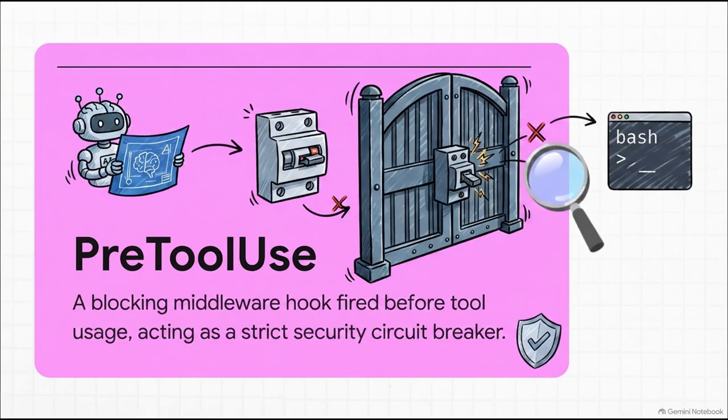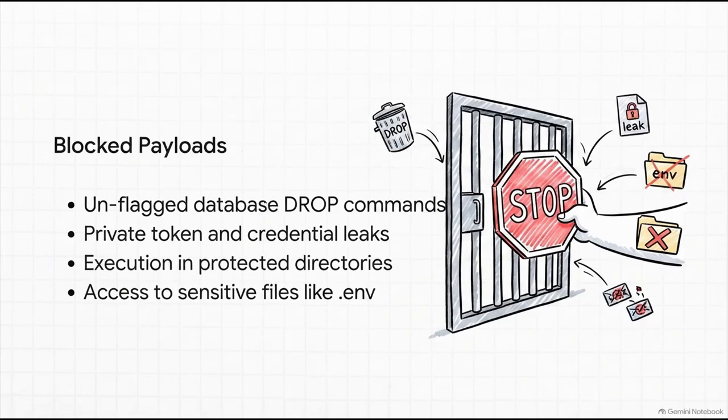Picture this as a massive, heavy, physical steel barrier descending to intercept unsafe commands right before they hit the terminal. It's a blocking middleware hook acting as a strict security circuit breaker, and it evaluates the agent's exact intent against your project's absolute safety invariants.